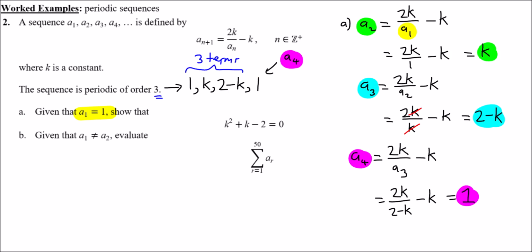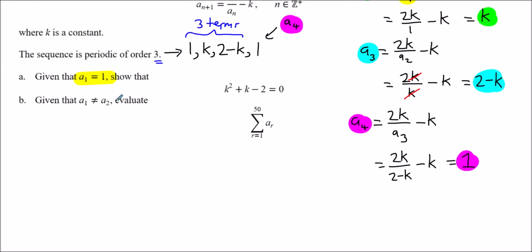So now what we can do is solve this equation to prove this relation. Well, not solve, but rearrange it anyway. If I multiply everything by 2 minus k on both sides, 2k over 2 minus k will just give us 2k, times 2 minus k as well. Then 1 times 2 minus k is just 2 minus k.